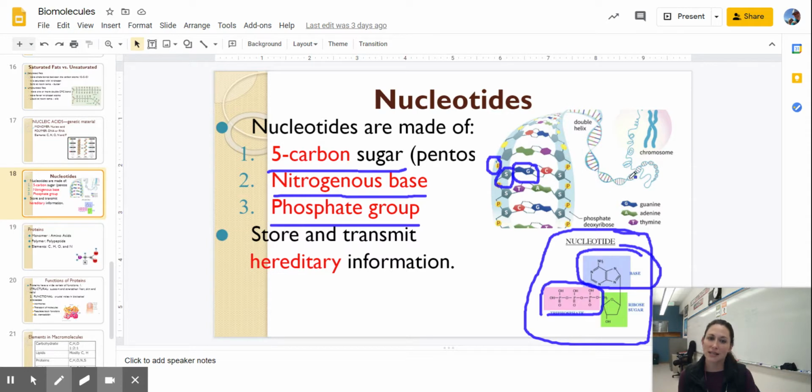And if we link a whole bunch of nucleotides together, we're going to form this DNA double helix, which you see here. Nucleotides have the function of storing and transmitting hereditary information. This is where the instructions for each of your cells come from. And we'll spend a lot more time talking about DNA in another unit.